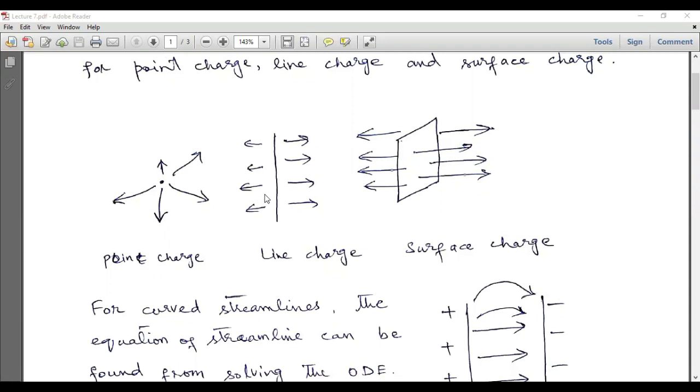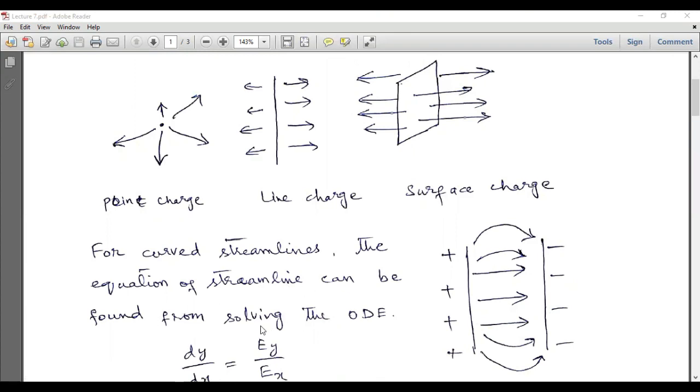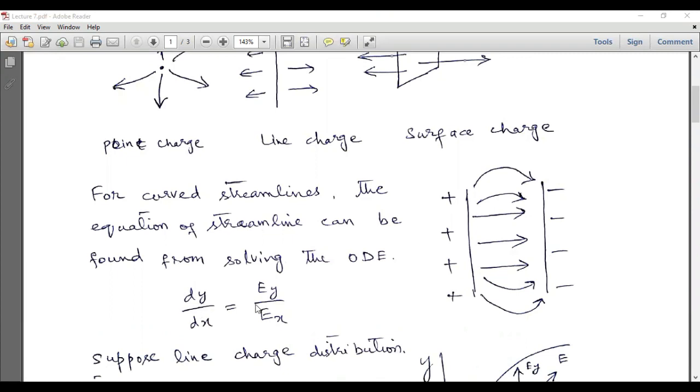So in all these cases, we have seen that the electric field lines or streamlines are straight, but in physical cases, curved streamlines can also be observed. So the equation of streamline can be found from solving this ODE, and this equation is valid for straight streamlines as well as for the curved streamlines. One example of curved streamline is the electric field within the capacitor. So this is a positive plate of the capacitor, this is the negative plate of the capacitor, and we can see that the electric field lines or the streamlines are straight and they are from the positive plate to the negative plate, here as well and here as well.